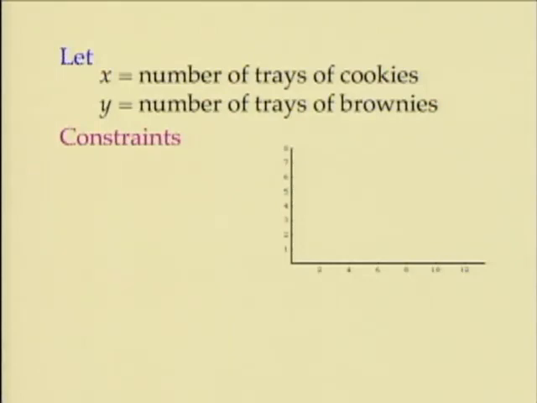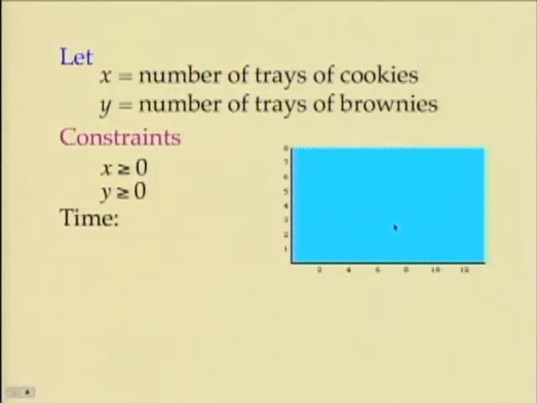And let's graph the set of valid answers that I could look at. The obvious constraints on X and Y, X for the number of trays of cookies, Y for the number of trays of brownies, is that I can't have negative trays of cookies or brownies. So I'm talking about working here in this first quadrant. Definitely things have to be here.